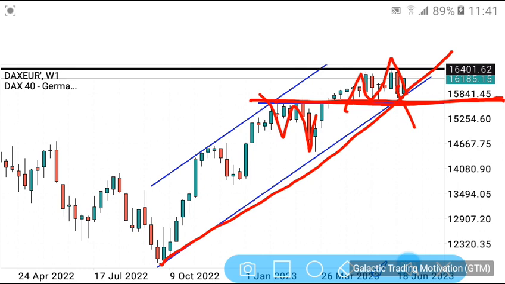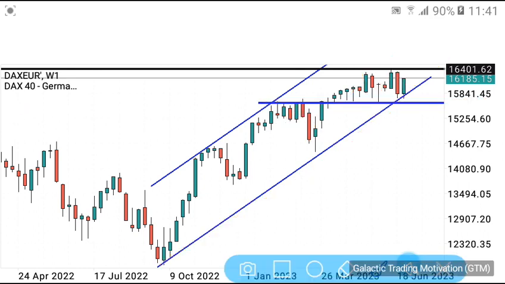But as I said, ideally we would love to see price breaking to the bottom side of this neckline, coming back to the neckline to give it a test, and at that neckline is generally where we should be looking for those potential selling opportunities, right? Anyway, what else do we see in regards to the weekly chart of Dax40? At this point, I don't see much.